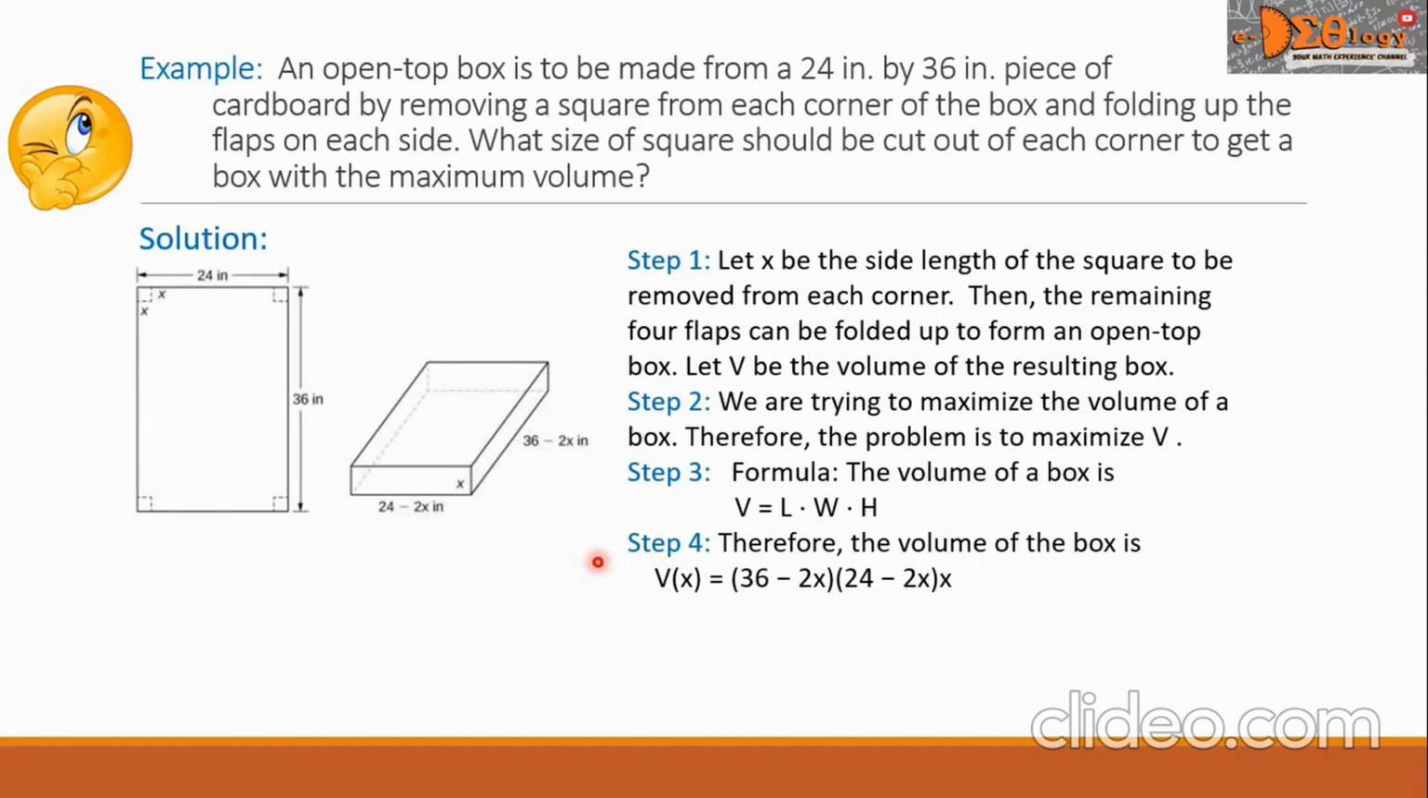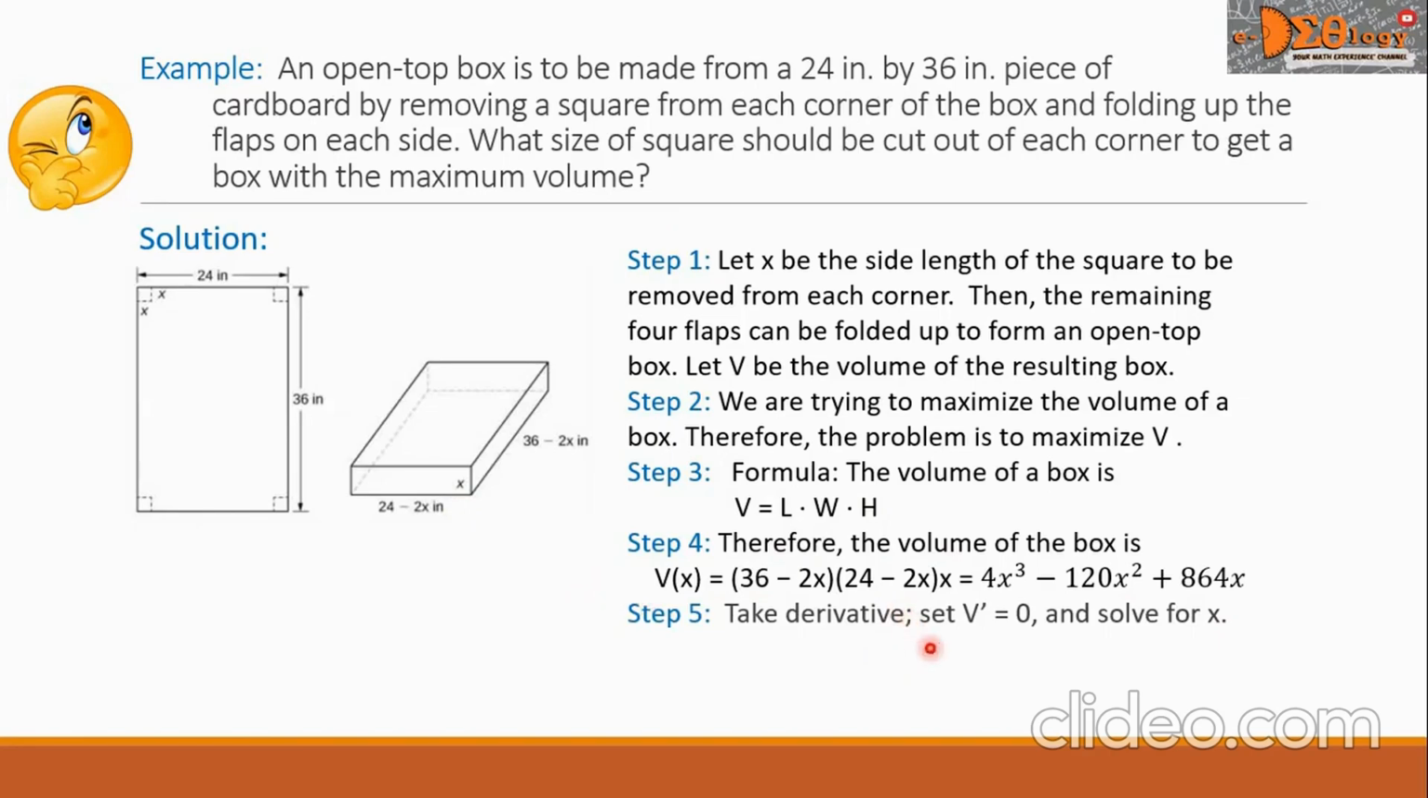For step 4, let us write the formula of the volume with respect to our labels here. So the length will be 36 minus 2x times the width, which is 24 minus 2x, times the height, and that is x. Let us simplify this, and we will get 4x cubed minus 120x squared plus 864x. Step 5 is we take the derivative of this function.